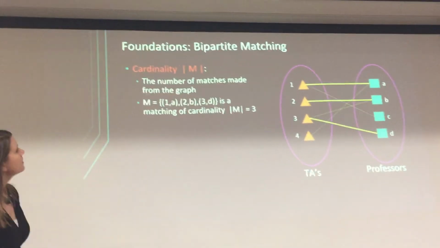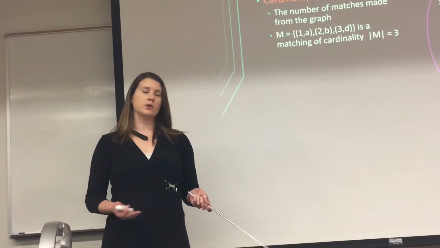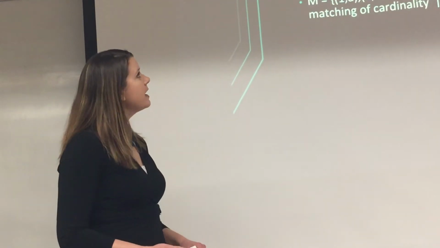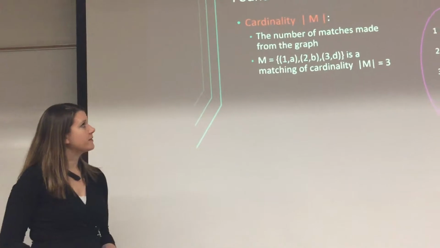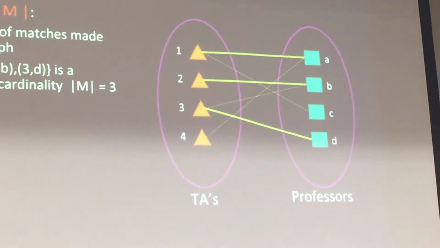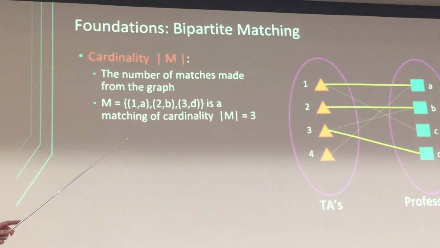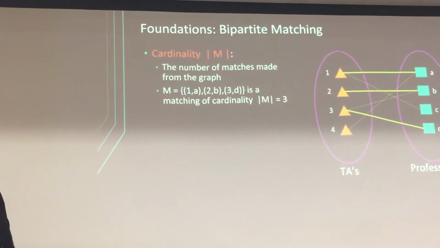The other term that we'll talk about is cardinality. The cardinality of a graph is the number of total matches that can be made from that graph. In this case, you can see the dark colored lines are the matches that we made between our TAs and our professors. So in this case, the cardinality of this graph is 3.